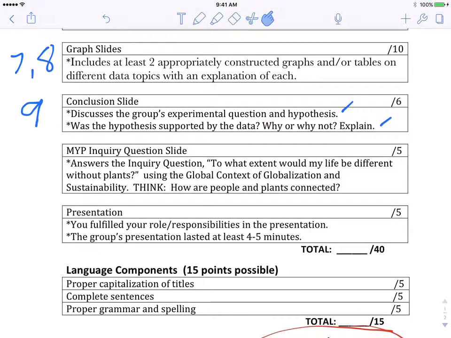Your next slide, slide number 10, would be your MYP inquiry question slide. In this, we're asking you to go back to our original guided focus question at the beginning of the unit: to what extent would my life be different without plants? And we want you to use the global context, globalization and sustainability. So think about this question in terms of that lens. A hint would be to think about how people and plants are connected as you answer this question. Don't give us just the obvious. We've discussed many times that without plants, life as we know it wouldn't be here on the earth. But it's important that you answer this and give me some other specifics and more detail about why we wouldn't be here, if that's the way you want to answer that question.